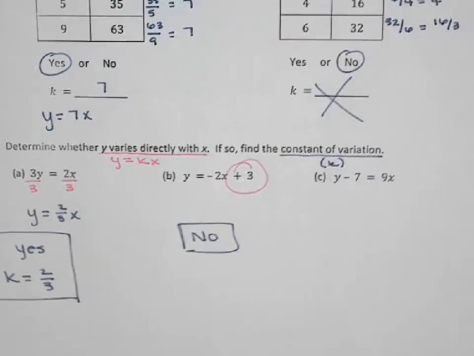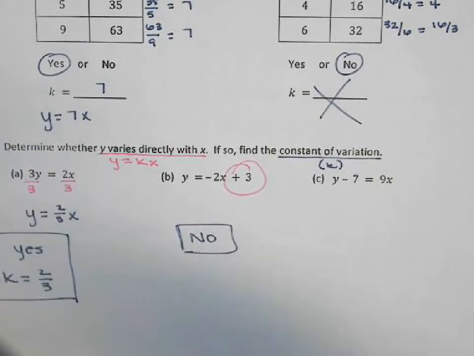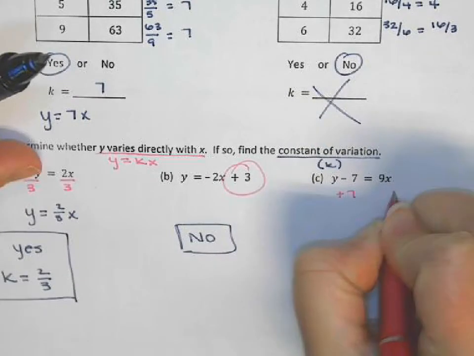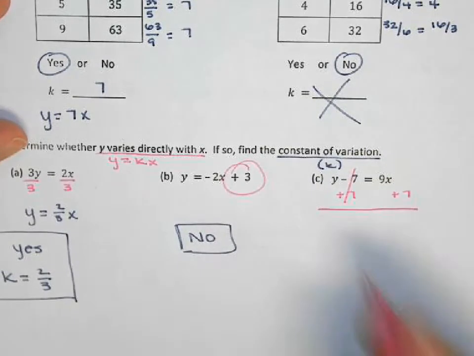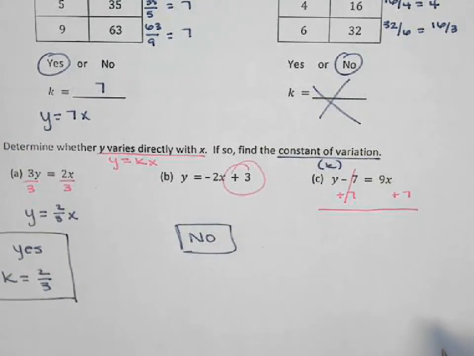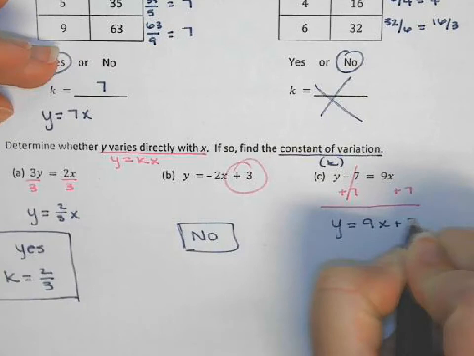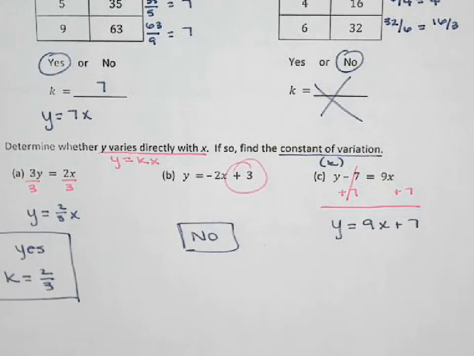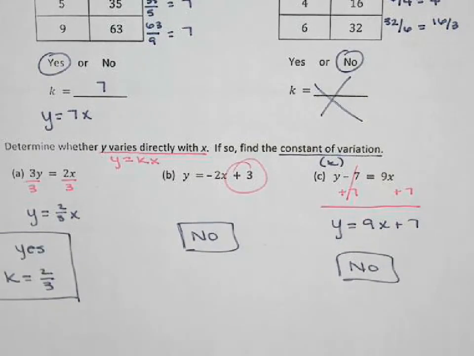Is y by itself? Not yet. Minus 7 is also on that side, so we have to get rid of it. What are we going to do to get y alone? Add 7 to both sides. Are 9x and 7 like terms? No, so we can't combine them. So it becomes y equals 9x plus 7. We have to leave them separate because they weren't like terms. Y equals 9x plus 7, is that a direct variation equation? Does that look like y equals kx? Nope, so we answer no. And we don't have to move on to find the k value because it's not a direct variation.